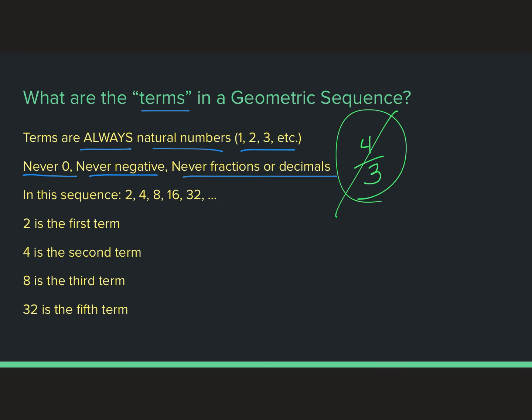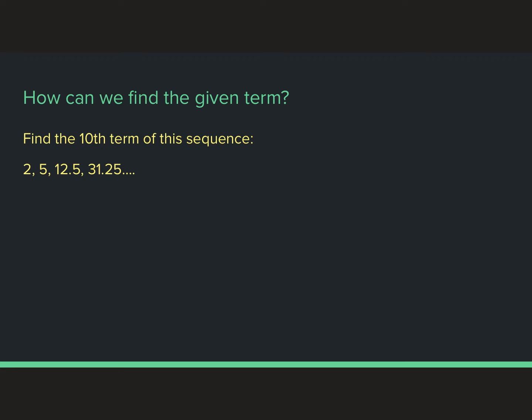So, in this sequence, 2, 4, 8, 16, and 32, 2 is the first term. You see, that's our first term right there. 4 is the second term. 8 is the third term. 32 is the fifth term, because it's the fifth one here. That's all we mean when we talk about the terms in a geometric sequence. We can think of the number of the term as the input, and then what actually goes there as our output.